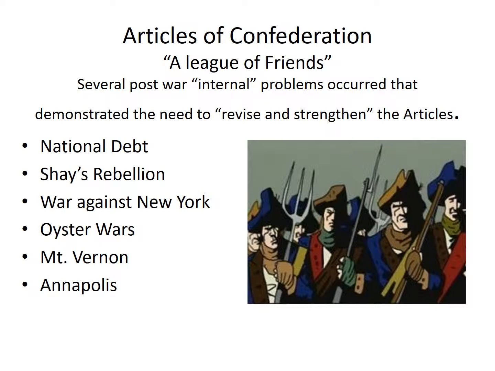Farmers in Massachusetts were being forced off their farmland, and they had a violent rebellion against the government, and this became known as Shays' Rebellion. And at one point, Connecticut and New Jersey almost went to war against the state of New York. Very similar thing happened down in Maryland and Virginia. Almost got into a war over the fishing rights and oyster fishers down on the banks of the Potomac River.